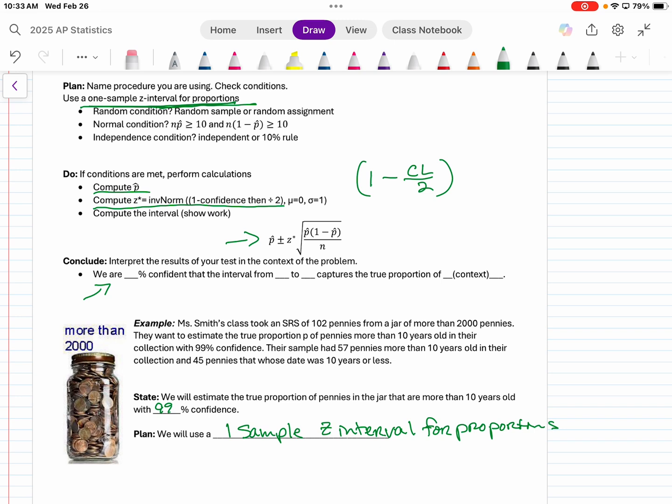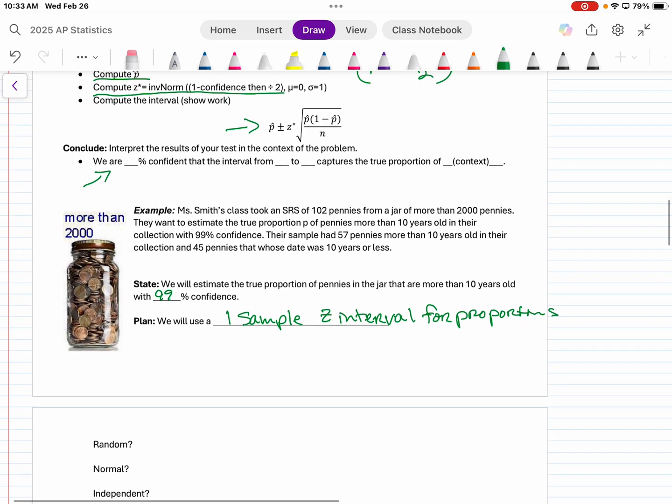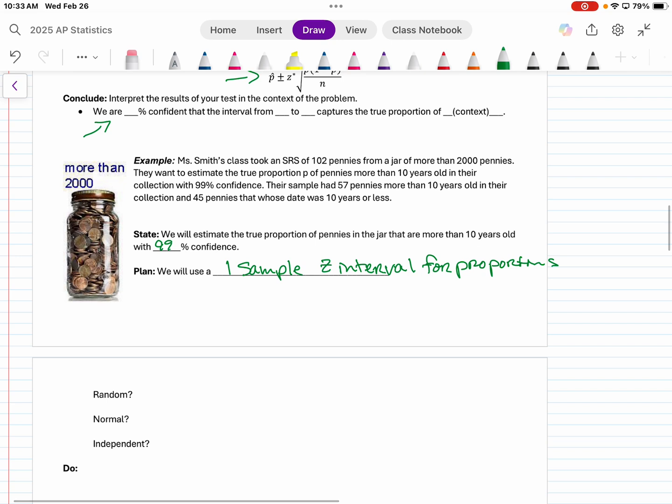And the reason why we got to say interval is because when you see the word test, that means we're doing a hypothesis test. So we need to make sure that we're specifying, is it an interval or is it a test that we're doing? All right, is it random? Let's see. As we look at our conditions, I see an SRS of 102 pennies is what they set up here in the problem. Woohoo, so I met the random clause.